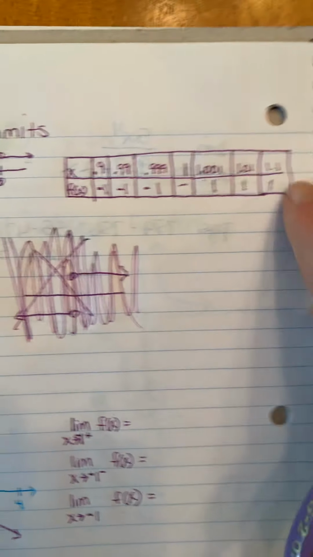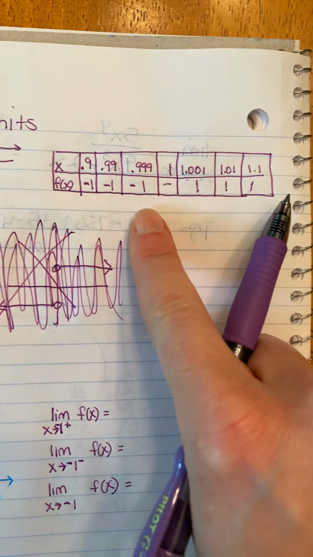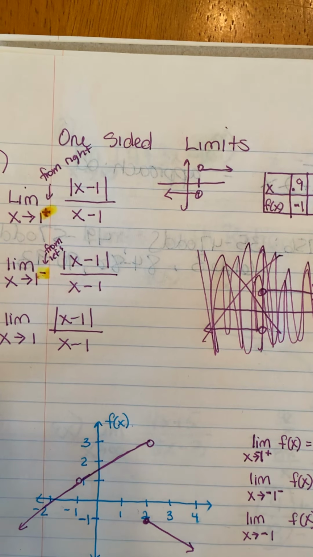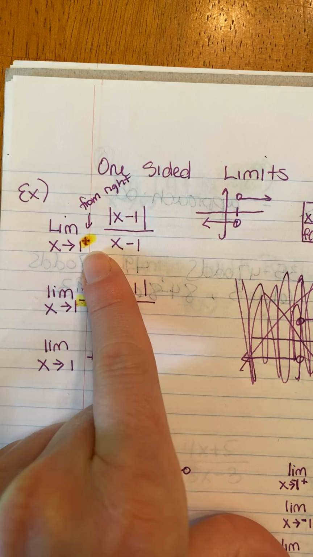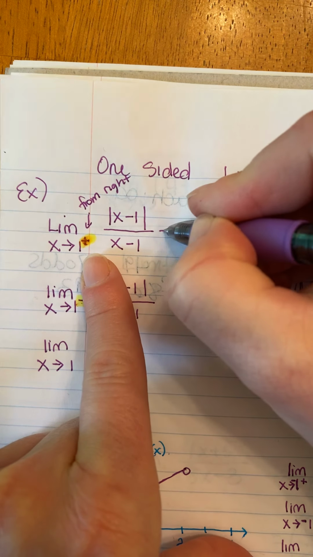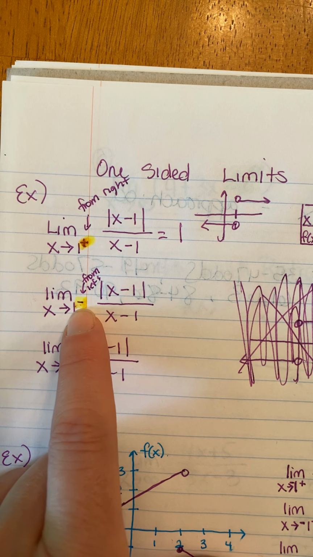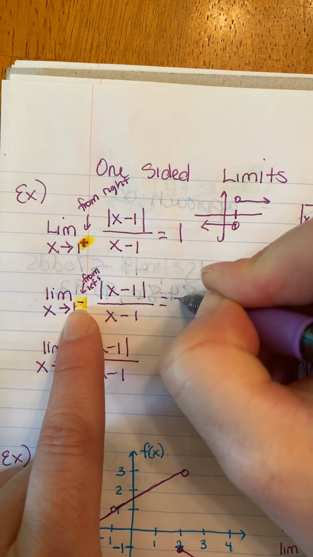Sometimes they're going to match. So sometimes over here and here, you get the same value. In this case, they don't. So I'm going to explain what that means. So our limit from the right was clearly 1. So I'm going to write equals 1 there. Our limit from the left was a -1.